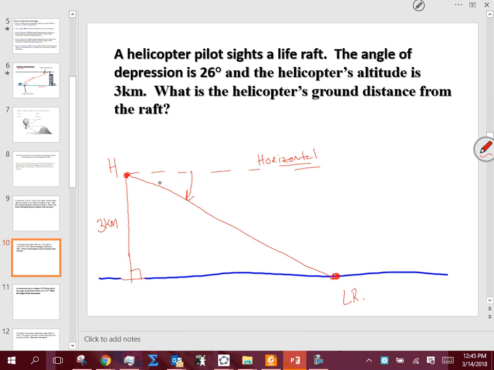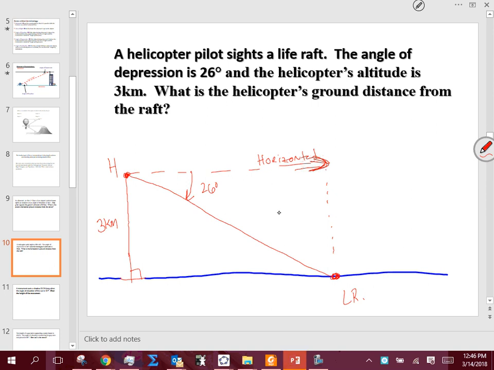If you think physically about it, put yourself in the helicopter. If you're looking straight out, and then you tilt your head down 26 degrees, you've depressed your angle by 26 degrees, and you would be able to see the life raft. Does that make sense? So ultimately, to find an angle of depression, that horizontal is the side of an angle, and it rotates down to become your line of sight. So that's 26 degrees.